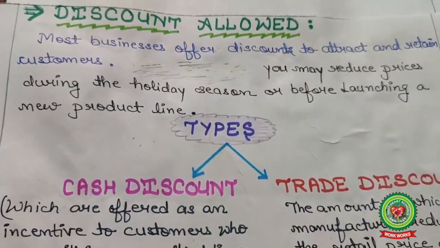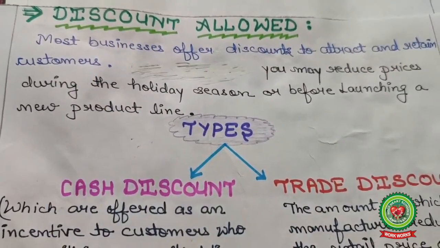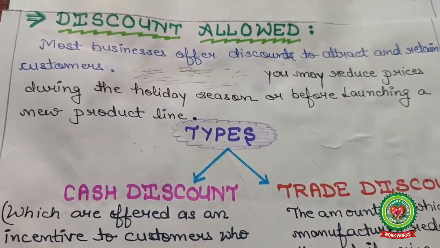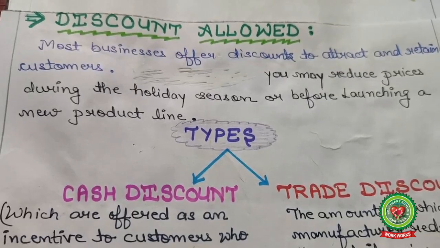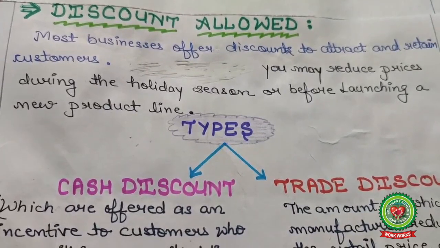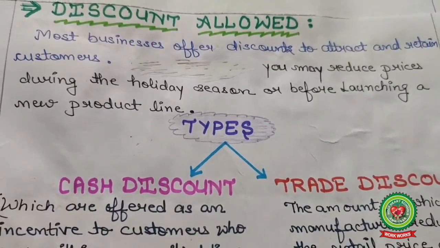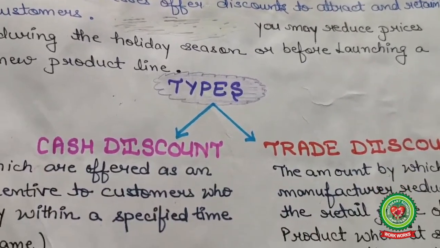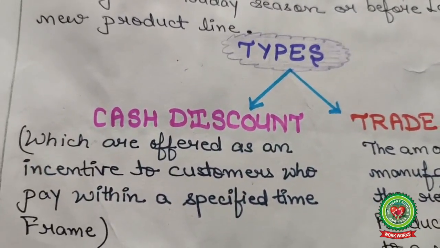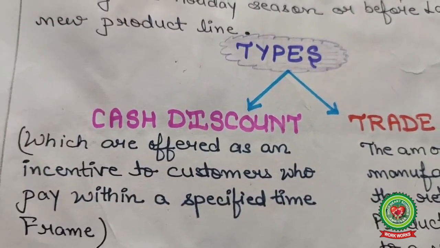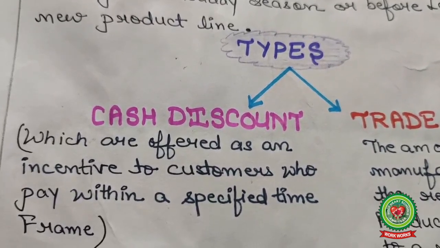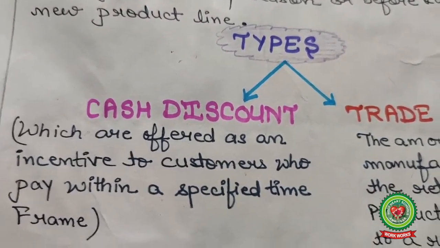So after the example of discount allowed, the definition: most businesses offer discounts to attract and retain customers. For attraction and retention of customers, discounts are provided. You may reduce the price during the holiday season or by launching a new product line. You can give discounts to consumers. Two types: cash discount and trade discount. Cash discount is offered as an incentive to the customer who pays within a specified time period. For quicker payment, the retailer or shopkeeper provides the discount to consumers.